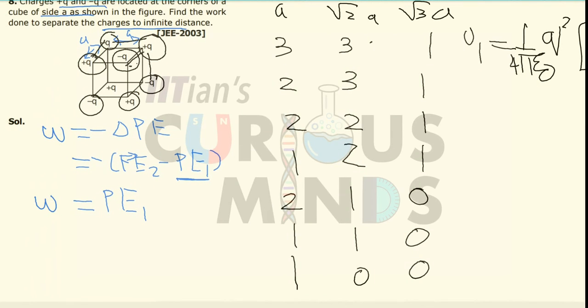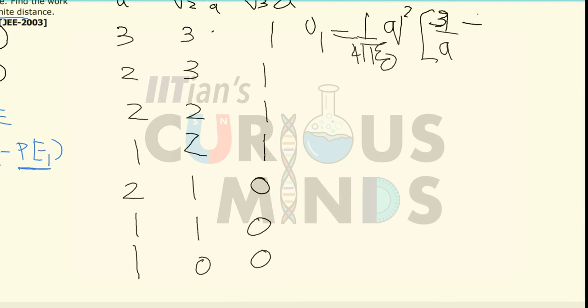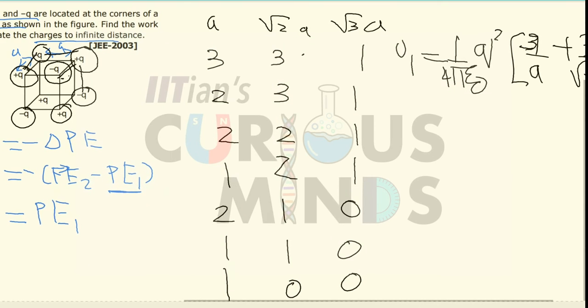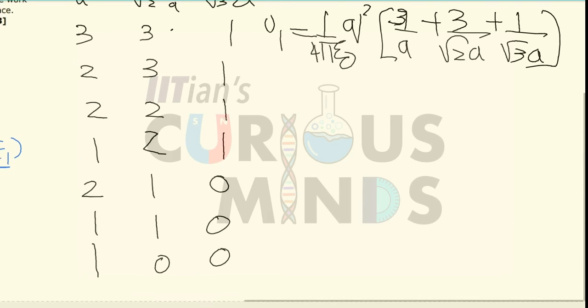Okay, if I consider root 2a, there are 3 root 2a, which will be equal to positive, it will be equal to 3 root 2a, it will be equal to plus. Okay, the opposite charge over here is positive, so it will be equal to 1 divided by root 3a.